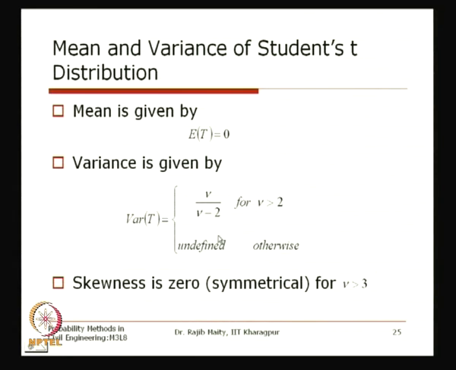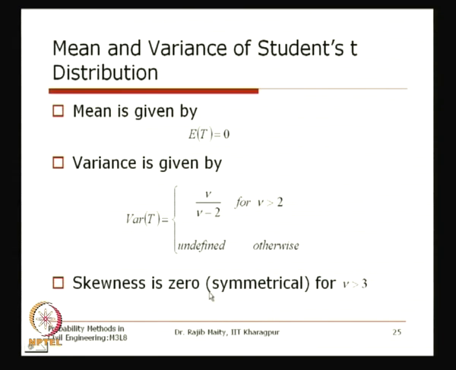You can see that as nu increases, the variance is related to nu, and when nu is greater than 2 we have a positive variance. Obviously the variance is always positive. That is why, for nu less than 2, the variance of the student T distribution is undefined.